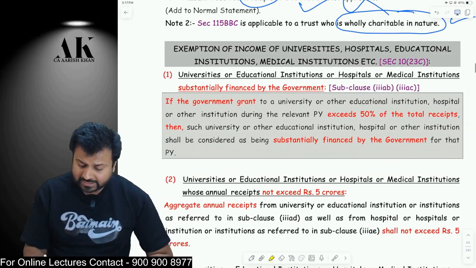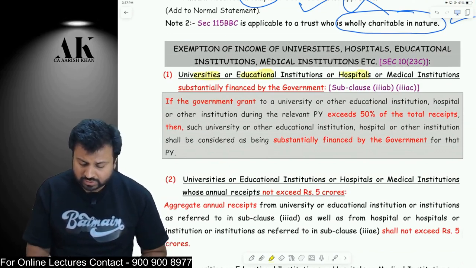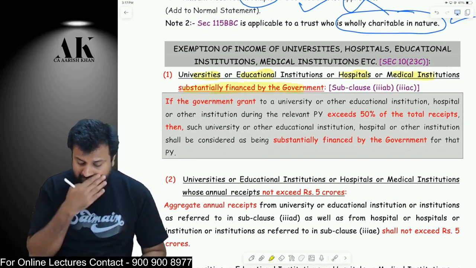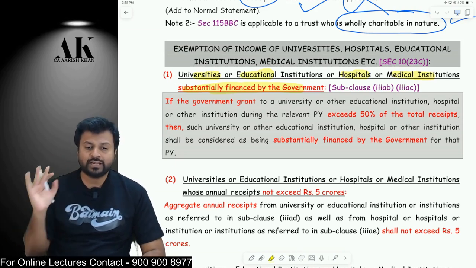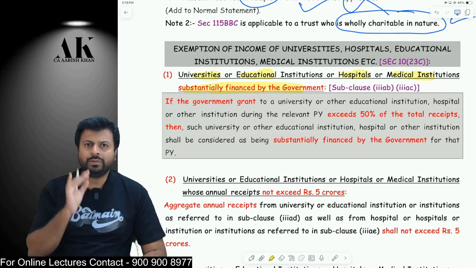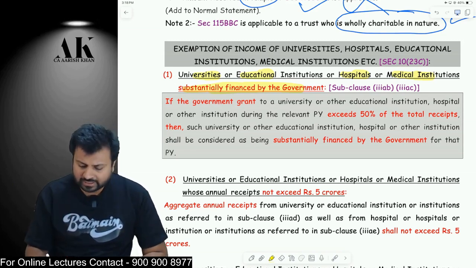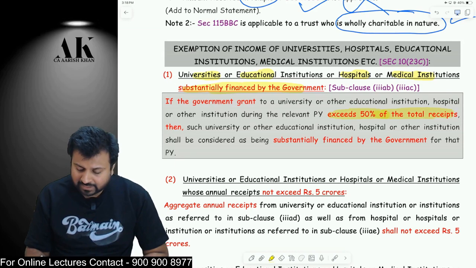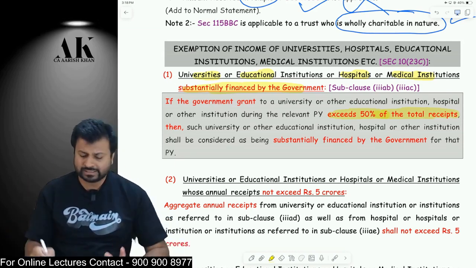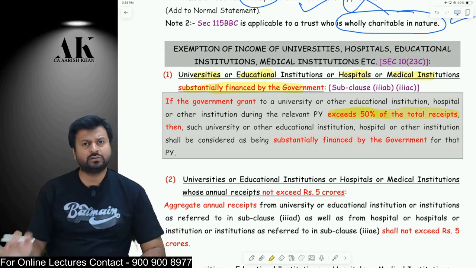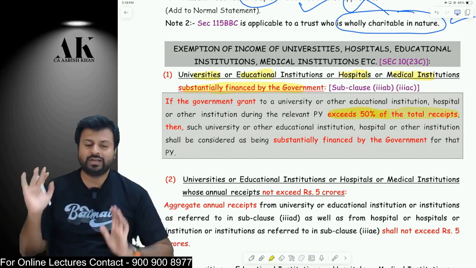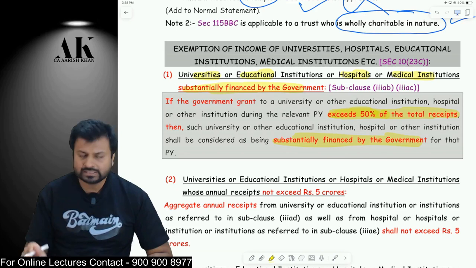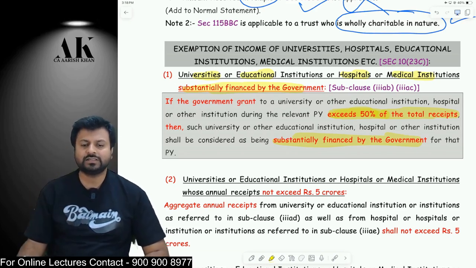The first is an institution which is a university, educational institution, hospital, or medical institution, substantially financed by the government. So if your education or medical institution is substantially financed by the government, then your income is exempt. What do I mean by substantially financed? Substantially financed means they should give you at least 50% of the total grant. Whatever your total receipts are, your government grant should exceed 50% of the total receipts. Suppose the total receipts are 30 lakhs, then the government grant has to be more than 15 lakh rupees. Then only you can call yourself substantially financed by government. And if you are substantially financed by government, your income is exempt under section 10(23C).